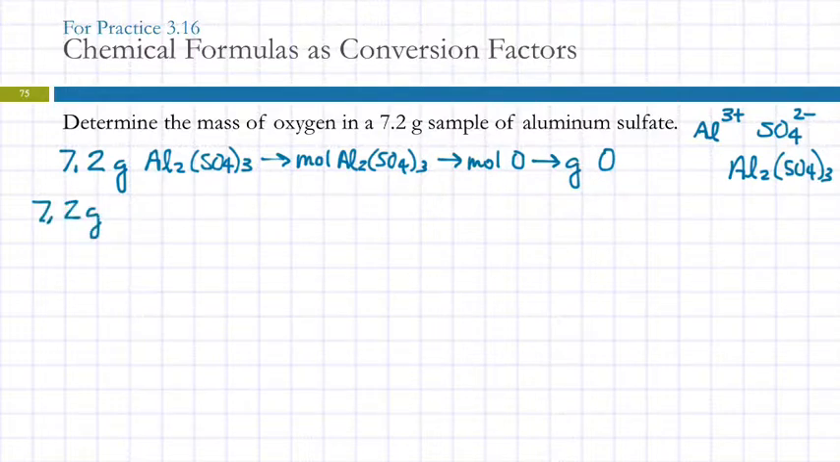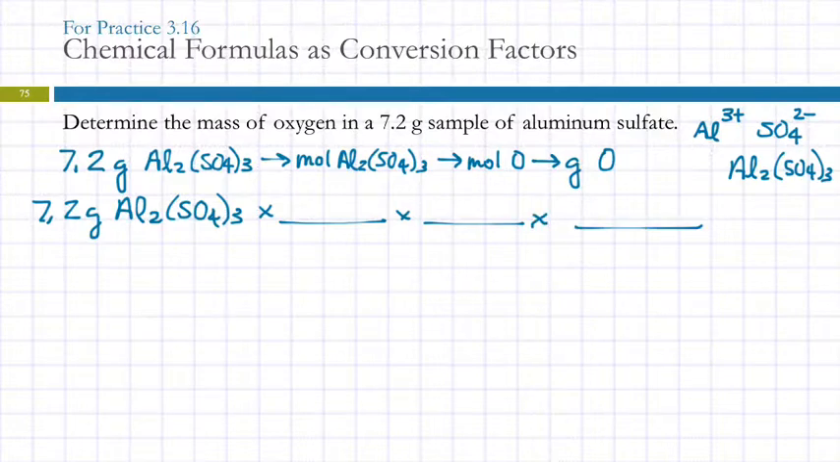So 7.2 grams of aluminum sulfate. My path has 3 arrows, so I'm going to have 3 fractions. The units in the path are the units that go on the numerator of each fraction. So grams of aluminum sulfate to moles of aluminum sulfate. I know it gets tedious to write the formula over and over again. To moles of oxygen, to grams of oxygen. Previous unit goes in the denominator.